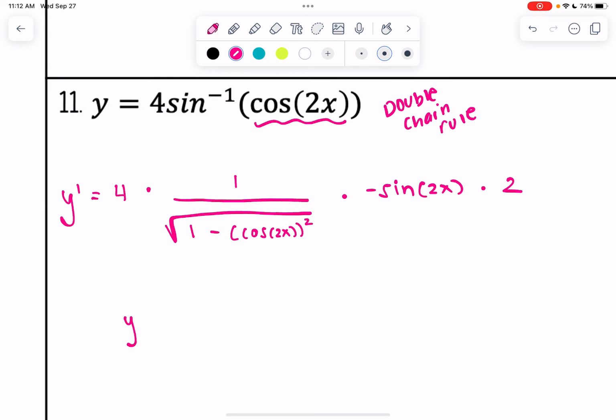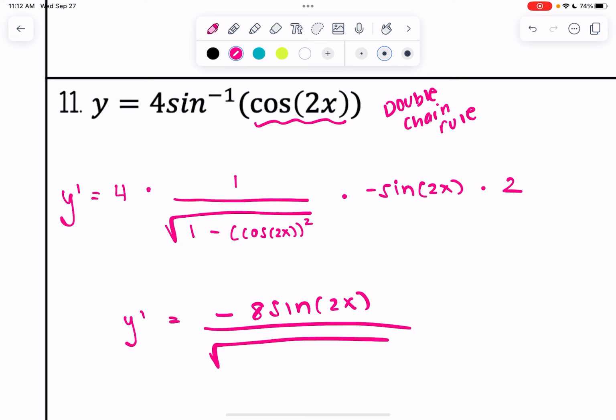Since I have so many terms here, I am going to clean this one up a bit, and I would get -8 sine 2x over the square root of 1 minus cosine 2x squared.